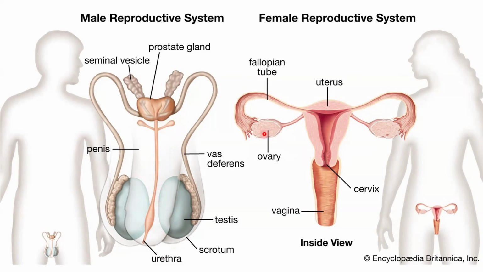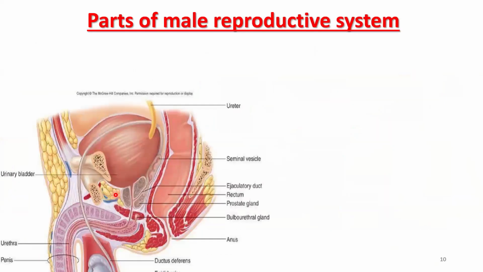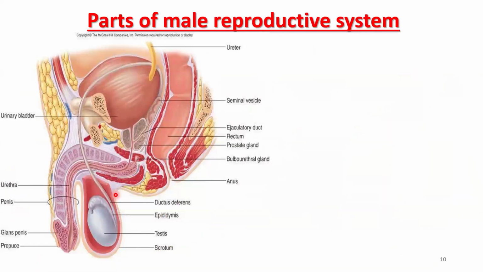In females, study the ovary, the fallopian tube or duct. This is the uterus or the womb. This is the cervix. This is the vagina. And that is now the female reproductive system. This is the male reproductive system. And I presume I've already covered that well, the parts of the male and female reproductive system.